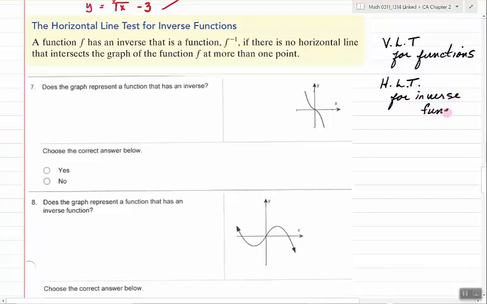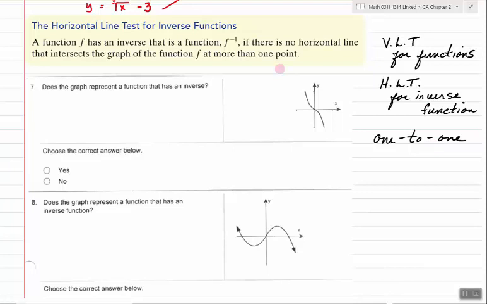And if a graph passes the horizontal line test, then it will be 1-to-1. So a graph of a function that has an inverse function, that passes this horizontal line test, is called one-to-one. Let me see if I can maybe make that a little bit clearer.